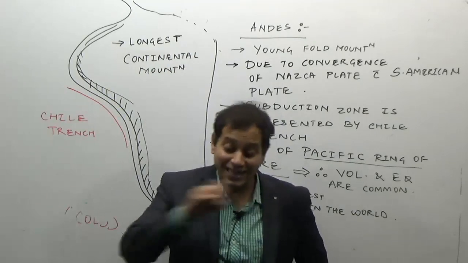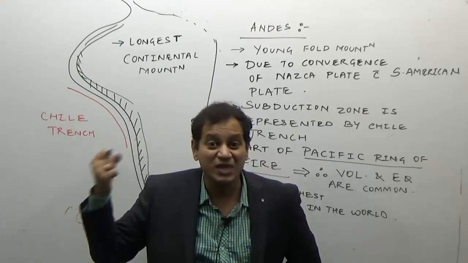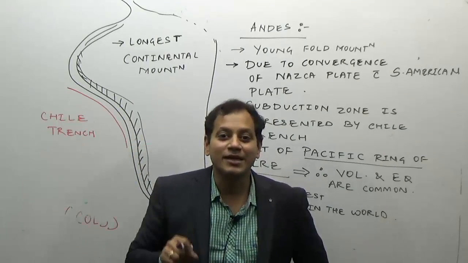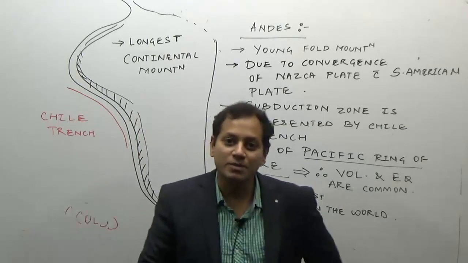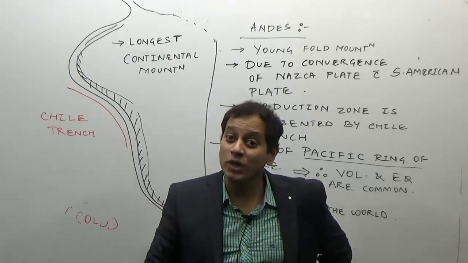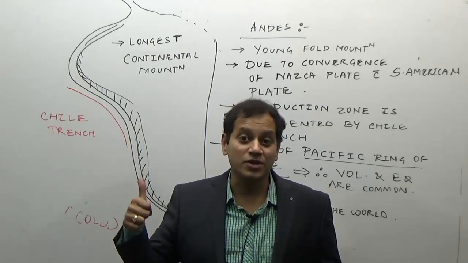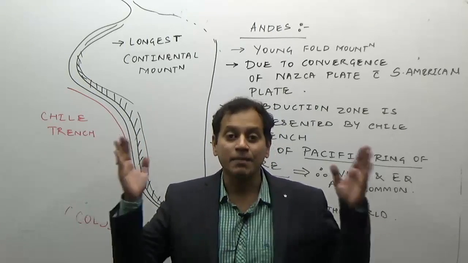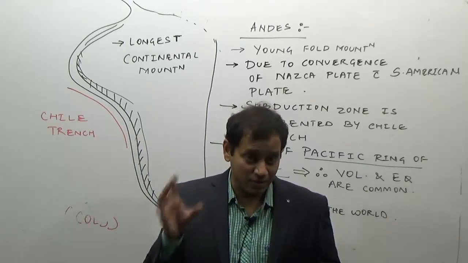But if we look at the entire earth, including continents and oceans, which is the longest mountain? Remember again your seafloor spreading class. The mid-oceanic ridge is the longest mountain system in the world. But if we consider only continents, the Andes are the longest. Not the Himalayas, not the Rockies, but the Andes mountains of South America are the longest mountain system in the world.